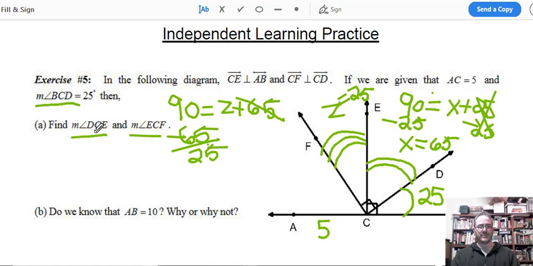So I found both angle measures. There I go. This one's 65. This one is 25. We're done with this question.